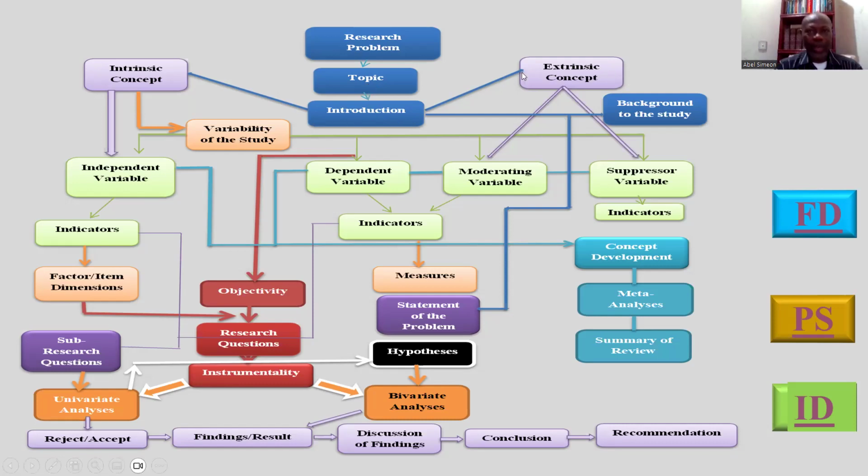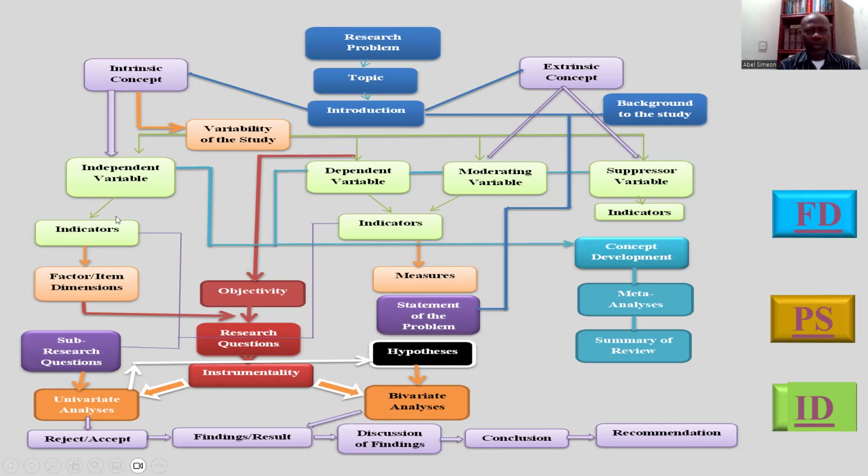Introduction has two wings, the extrinsic concept and the intrinsic concept. The intrinsic concept has two ways, which I'm going to explain to you: an independent variable and the dependent variable. And then the extrinsic concept has two also, the moderating variable and the suppressor variable. If you have a suppressor variable, you will have a moderating variable. If you have a moderating variable, you will have a suppressor variable. But in some work, you may not have these two. You will only have a dependent or an independent variable.